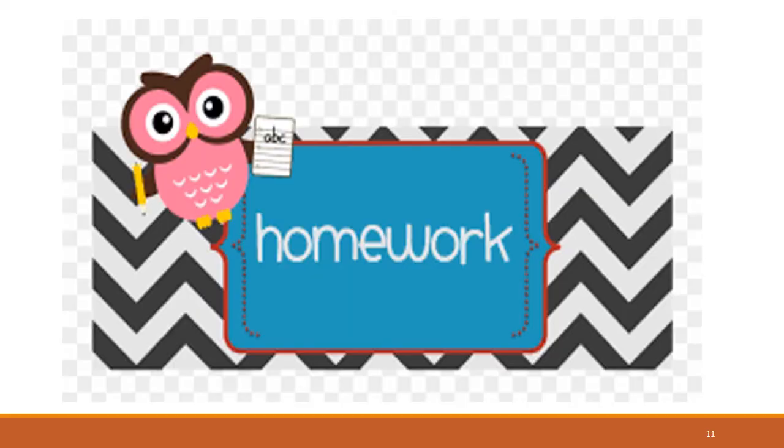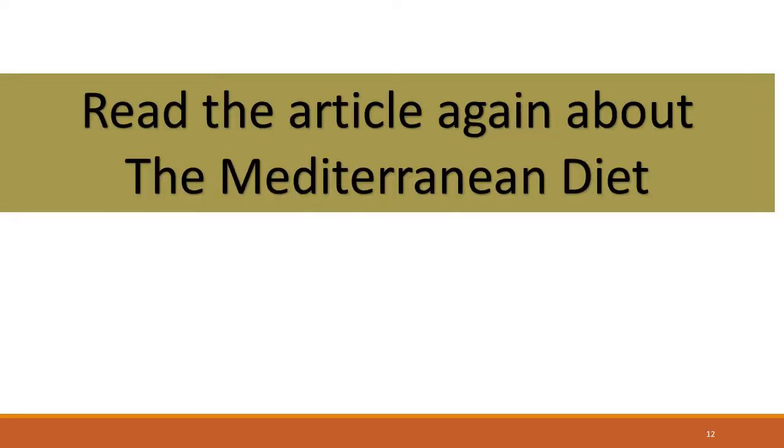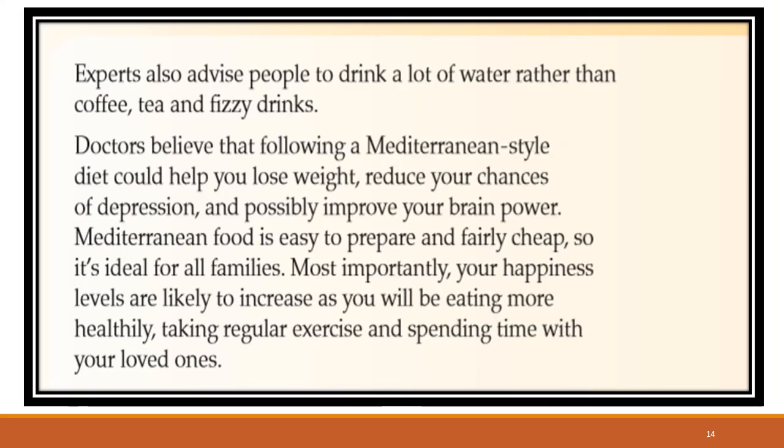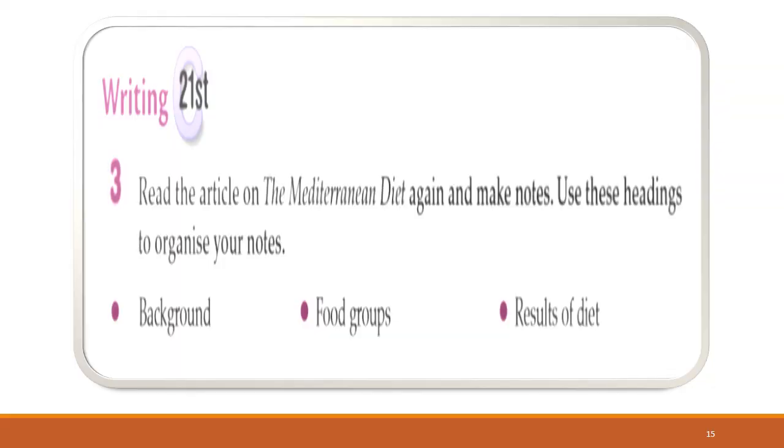Now we are here for your homework. What's your homework for today? You are going to read the article again about the Mediterranean diet. Why are you going to read it again? Because you are going to choose and use these headings: background, food groups, results of the diet.